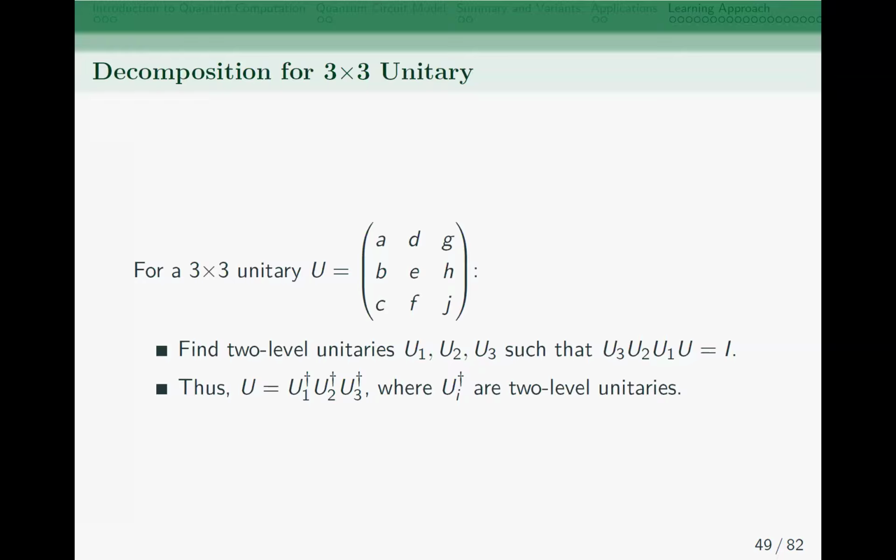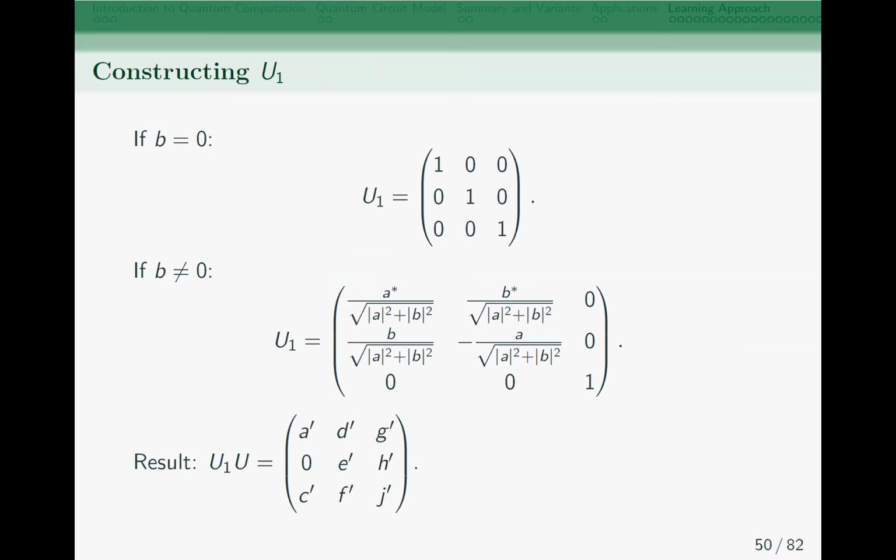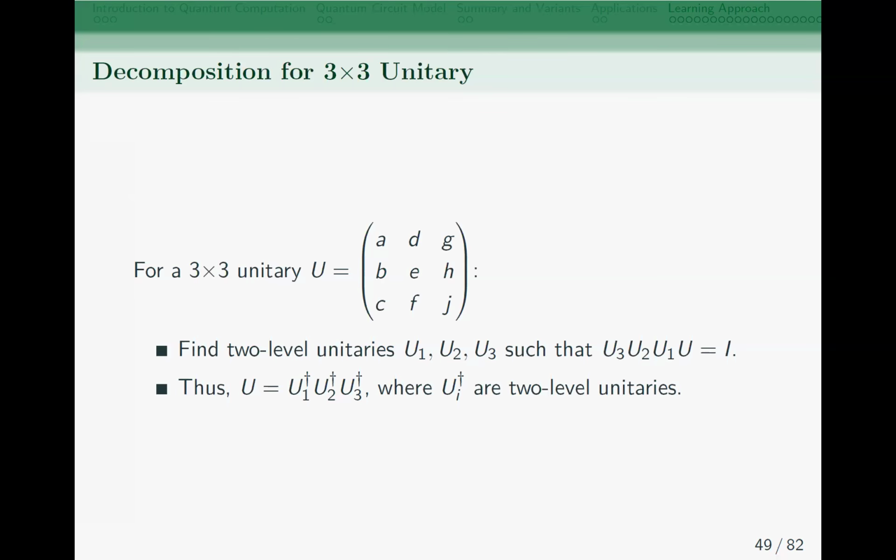That means that I can write U in terms of U1 dagger, U2 dagger, U3 dagger, right? And the daggers are also two-level unitaries. So how can I find U1, U2, U3, which are only two-level? Okay, so let's see.